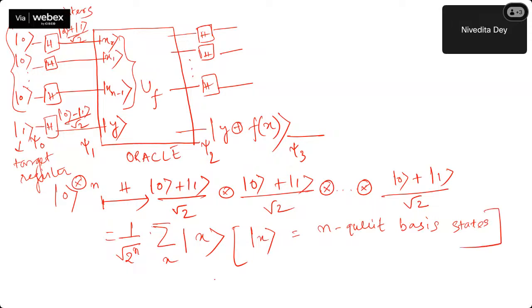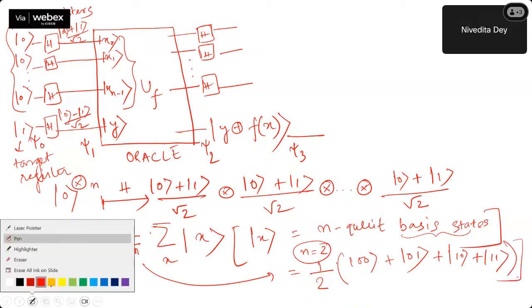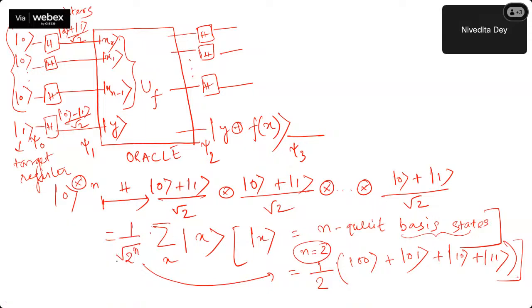For example, for n equals 2, from this equation I can directly write that it is 1 by root over 2 squared, which is half, times ket 0 0, ket 0 1. Here ket x means the entire basis state. So it can be 0 0, 0 1, anything that you want: 0 0 plus 0 1 plus 1 0 plus 1 1. So this is your general representation.